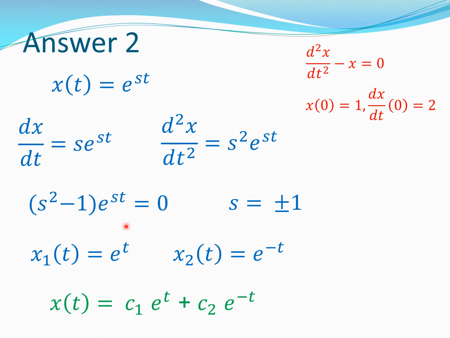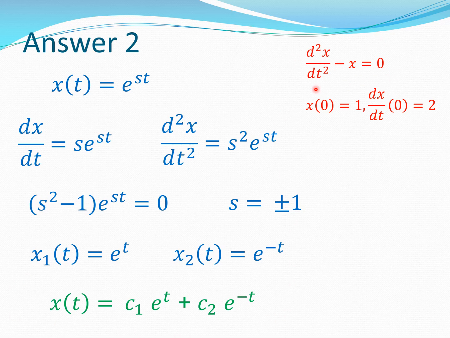Now looking at this equation, I clearly know that e to the power st is not going to be 0. So s square minus 1 is going to be 0, and therefore s is equal to plus minus 1. So there are essentially two roots here, so I have two solutions. The first solution could be e to the power t if I put s is 1 here, and the second solution is e to the power minus t if I put minus 1 here. So if I add these two solutions and I put two constants, I get x(t) is c1 e^t plus c2 e^(-t). This is typically known as the general solution of this equation.